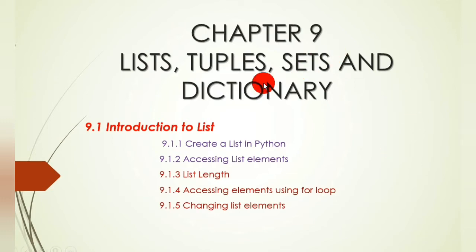Last video class we already discussed in this lesson. We completed two topics: introduction to list, how to create a list, and how to access the list elements. In this video class we are going to discuss why we use the list length function, how we can access all the list elements by using a for loop, and how we can change the elements present in the list. So in this video class we are going to discuss these three topics.